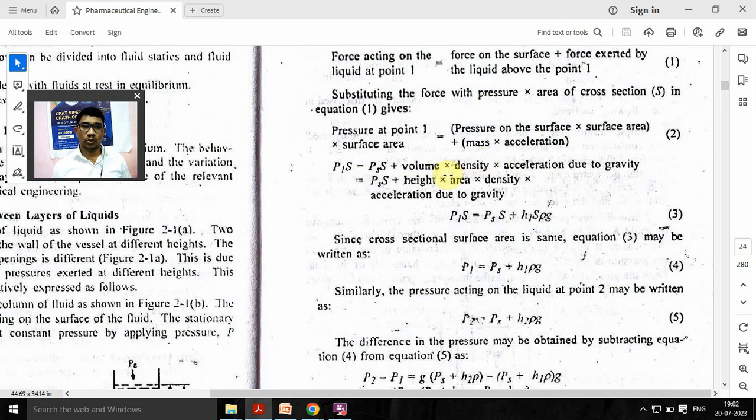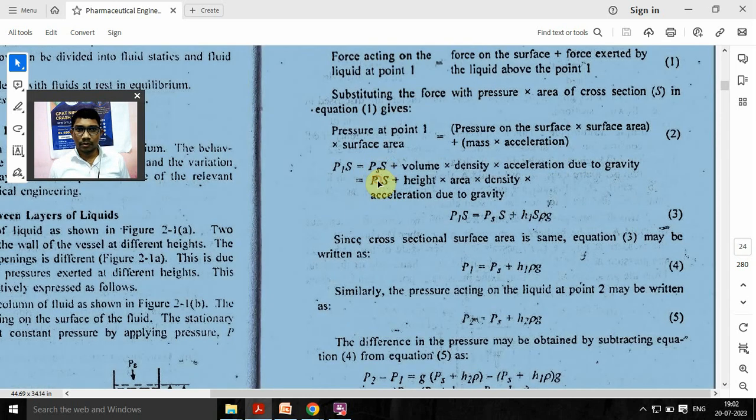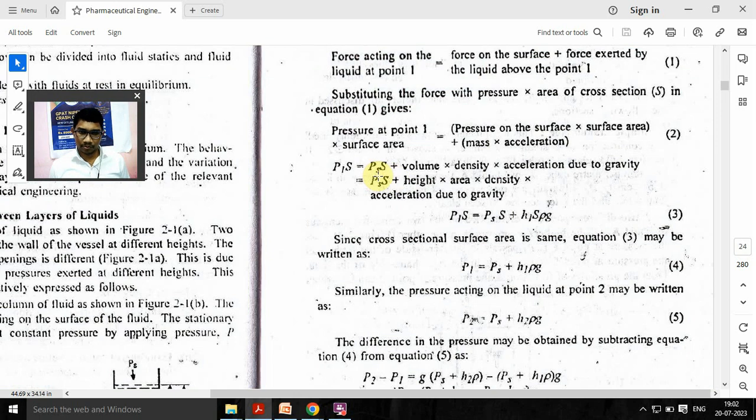Mass is equal to volume into density, because mass here is not solid, it is fluid. Fluid means liquid, mostly it stays liquid. For that, density is equal to mass upon volume, so mass is equal to volume into density, and then acceleration due to gravity. So P1 is equal to PS, the surface pressure, into cross sectional area plus volume into density into acceleration due to gravity.